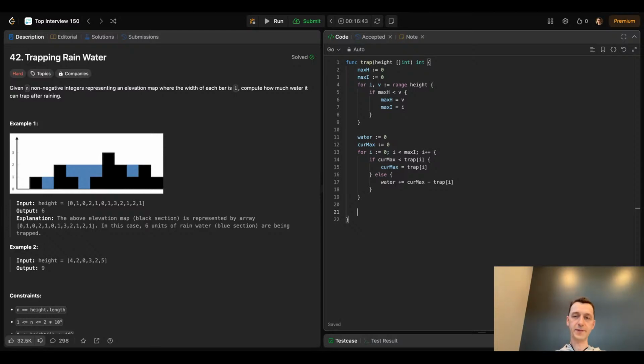Then we'll do the same thing from the other end. If it's bigger, there's nothing to collect. If it's smaller, we look: the maximum is 2, where the trap is 1. So maximum is 2, trap is 1, height is 1, we collect 1. Pretty clear. Next, we need to start again with current max.